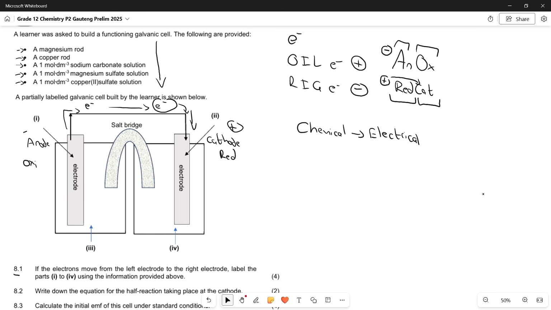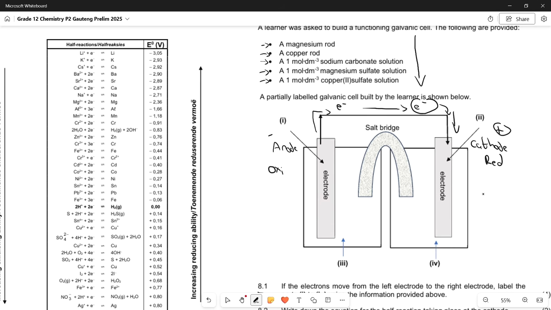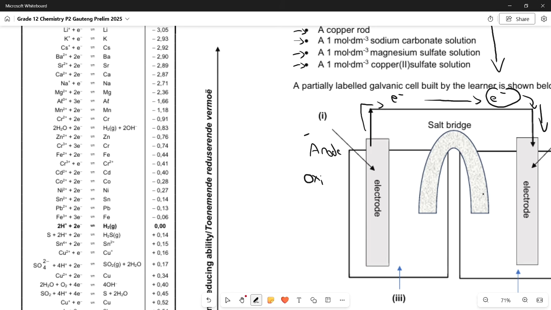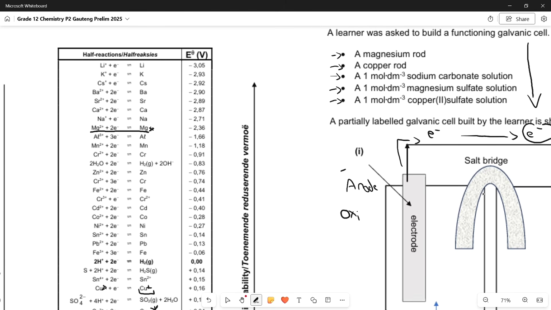If we look at our table 4B, we can compare some things because we're looking for magnesium and copper specifically. For magnesium, we can see Mg²⁺ + 2e⁻ goes to Mg over there. And for copper, we're not looking for an ion on both sides, because this one has a plus and that one has a 2 plus. If we move down a little bit, we'll see Cu²⁺ + 2e⁻ goes to Cu, which means we're looking for our Cu and our magnesium, just because these are the 2 options we had for the types of rods that we're dealing with.